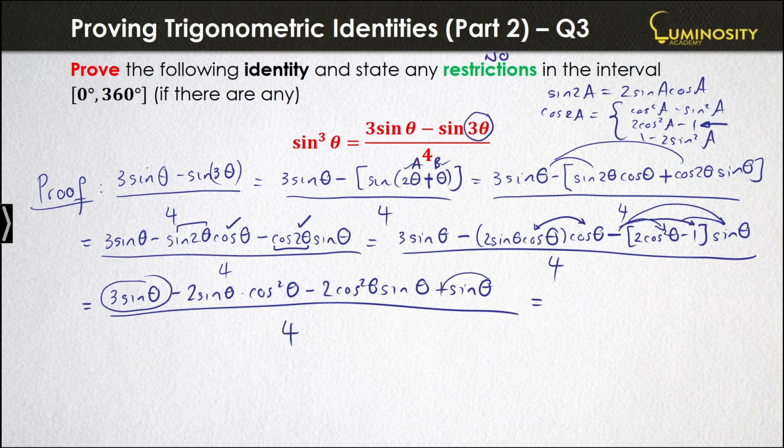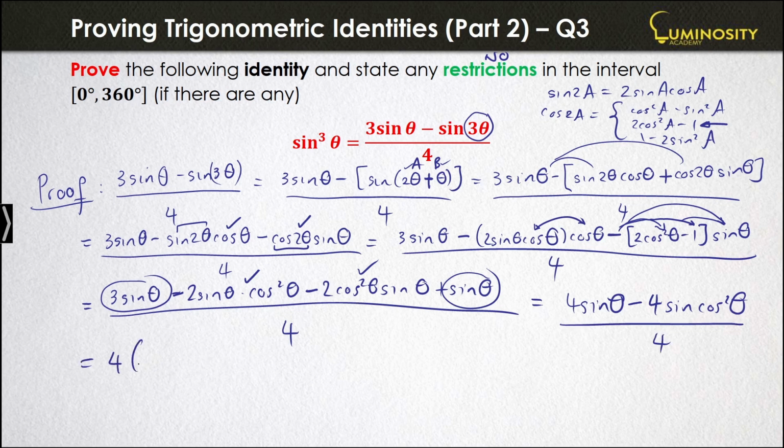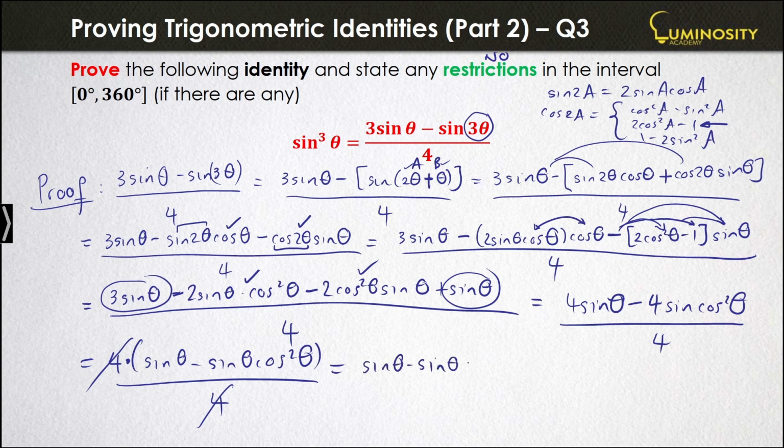Okay, it's looking promising now because look at this. 3 sine theta plus 1 sine theta, that's 4 sine theta. Negative 2 amounts of sine theta cos squared theta minus 2 cos squared theta sine theta. So these are exactly the same term. So there are negative 4 of them. Sine theta cos squared theta, all over 4. Okay, getting there, we can pull out a common factor of 4 in the numerator. So we have 4 times sine theta minus sine theta cos squared theta, all over 4. Because everything is being multiplied now, I can divide those 4s into each other. So I'm left with sine theta minus sine theta cos squared theta.